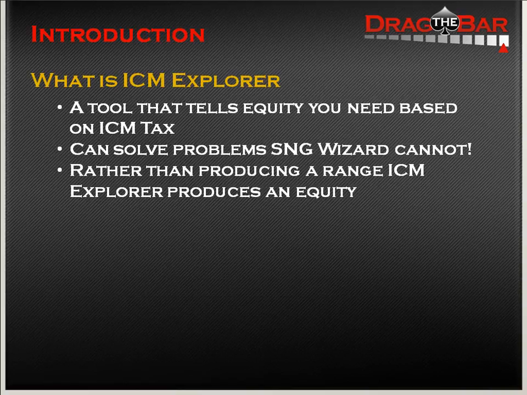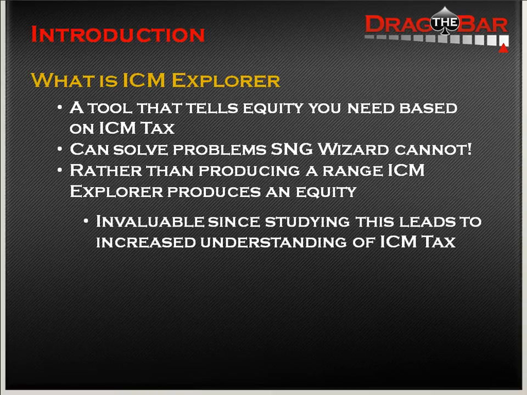Rather than producing a range of hands that you should play like Sit and Go Wizard does, ICM Explorer produces an equity calculation, which combined with an equity calculator like Poker Stove, we can use to actually get hand ranges. So it's a pretty neat tool because it's going to tell us exactly mathematically what we need for a lot of things that Sit and Go Wizard keeps hidden.